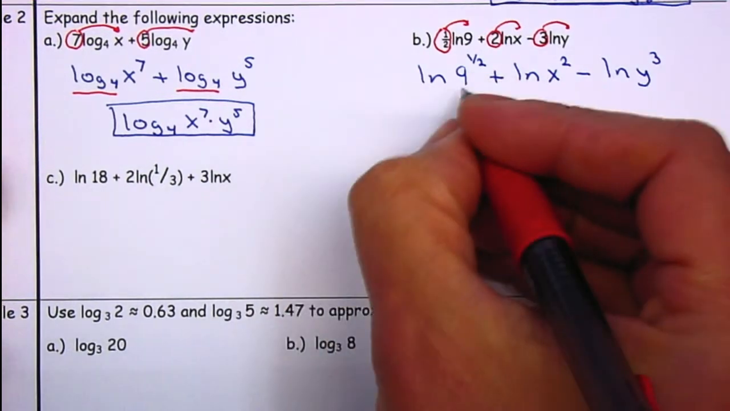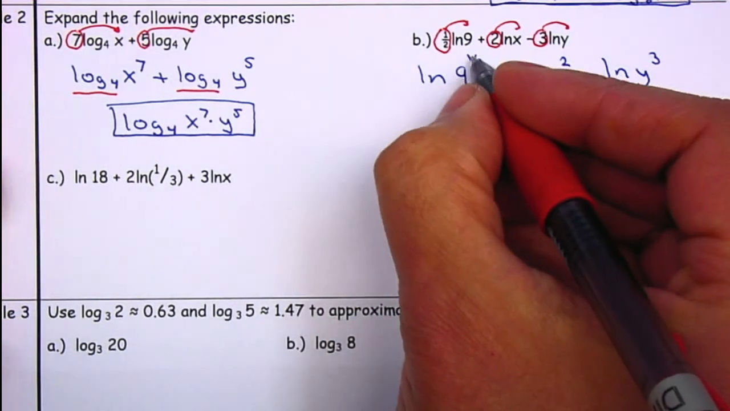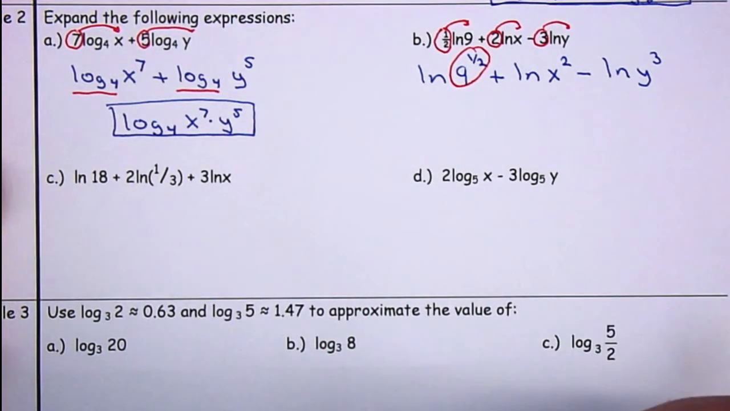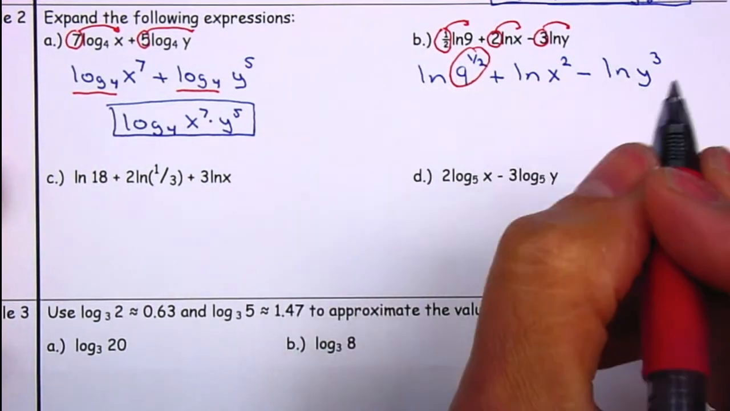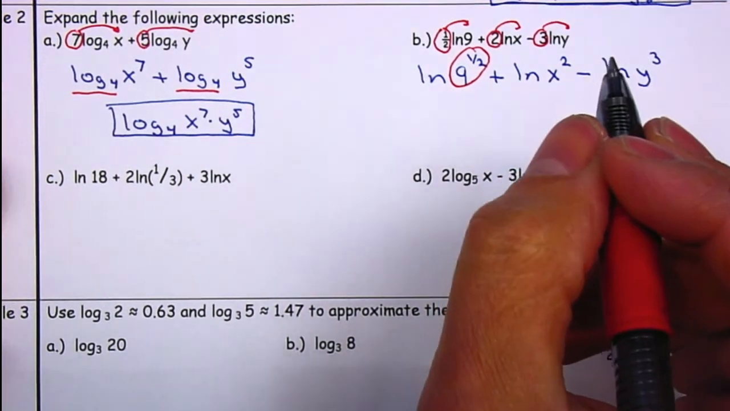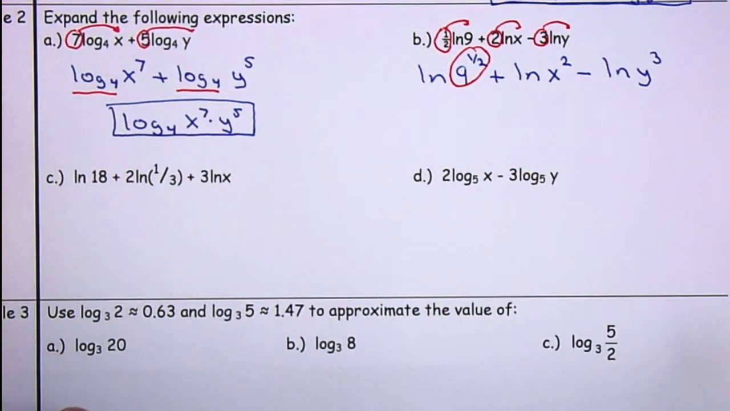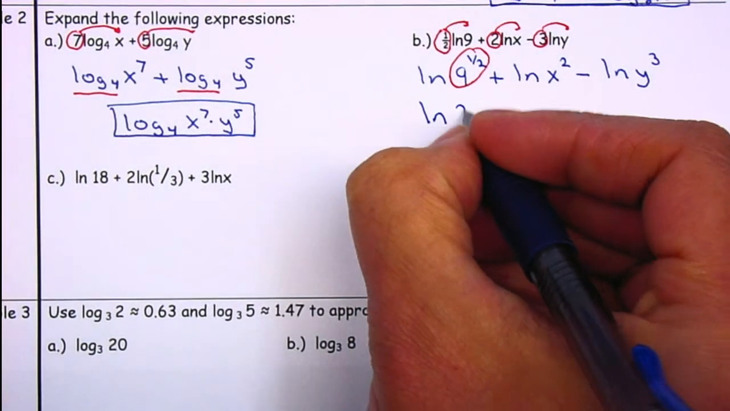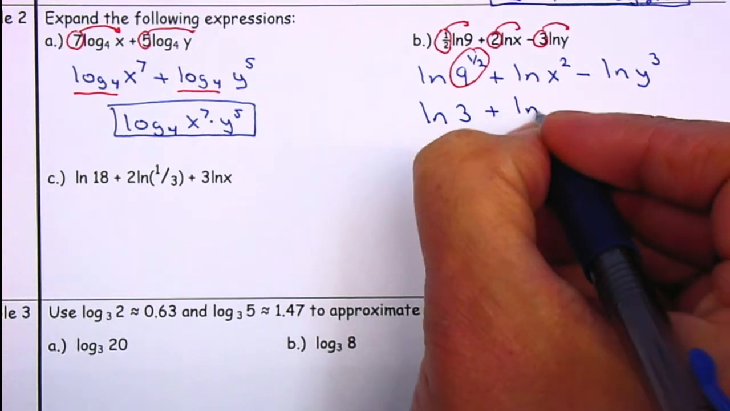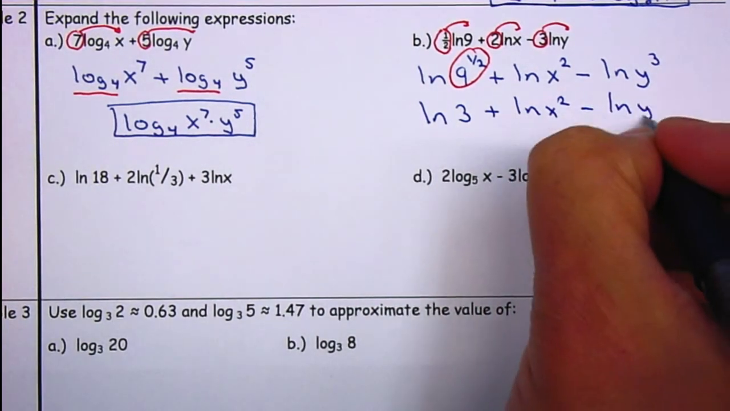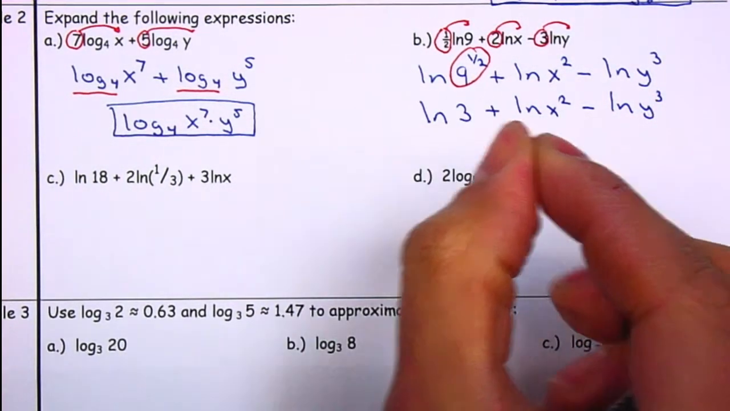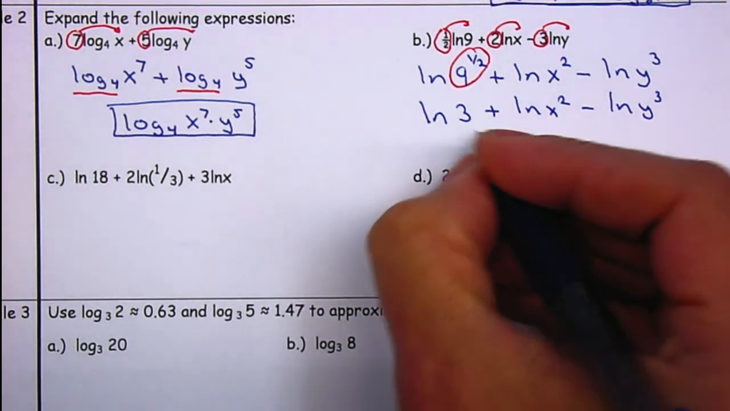Now, I want to simplify this, but you want to remember the 9 to the 1/2. Do you remember what 9 to the 1/2 is? No, it's not 4.5. 9 to the 1/2 is the same thing as the square root of 9, and the square root of 9 is equal to 3. Let me rewrite this. So if you are able to simplify, you want to simplify before you combine it into one log. Now let's combine it into one log.